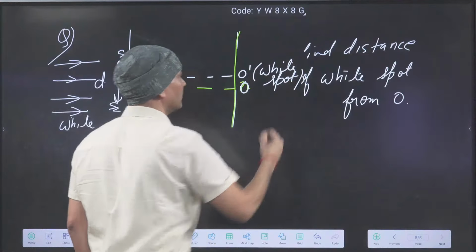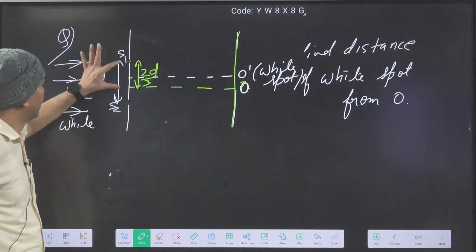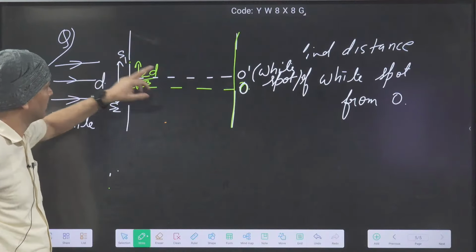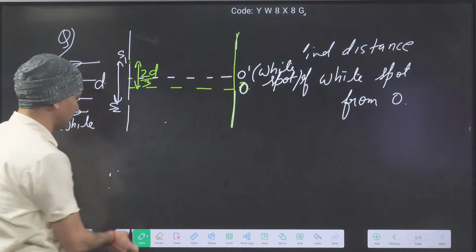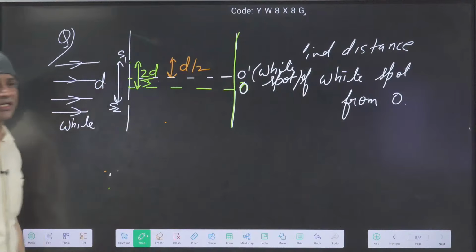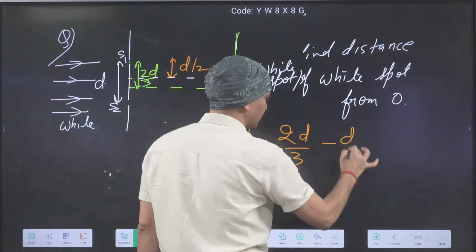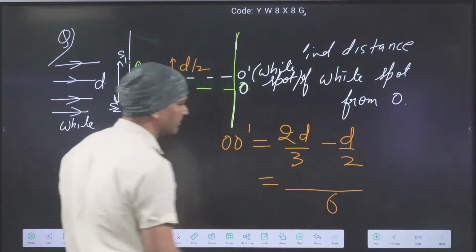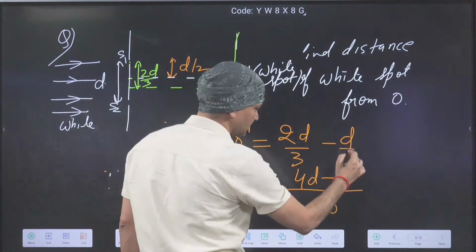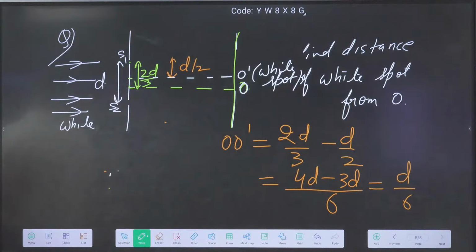Somebody calculated the answer also. That was incorrect according to the figure, otherwise that question also we can solve. Here this distance I gave 2D by 3. White spot we will get at the bisector. What is the distance of bisector? D by 2. Now O dash is equal to 2D by 3 minus D by 2. Suppose you took the LCM 6, then here you got 4D minus 3D, that is equal to D by 6. Completed.